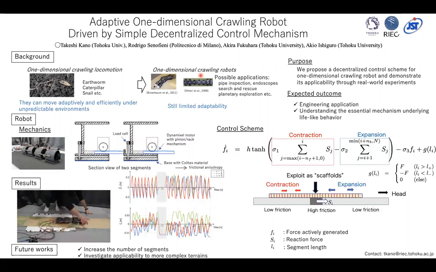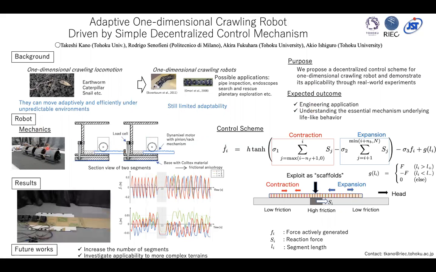However, there still remains room for improving the control schemes of one-dimensional crawling robots to make them more adaptive to the environment. So in this study, we propose a decentralized control scheme for one-dimensional crawling robot and demonstrate its applicability through real-world experiments. We believe that this study will contribute to engineering application as well as to understanding the essential mechanism underlying lifelike behavior.